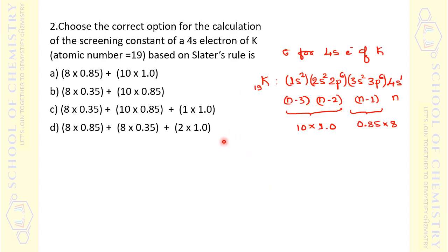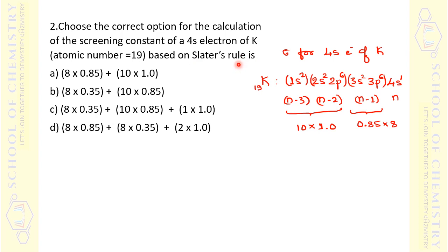Right. The second question, what they have asked here is to calculate the sigma. Sigma is the screening constant for the 4s electron of potassium, they have asked, and to calculate that, right, first we need to know what are Slater's rules. They have asked to calculate based on Slater's rules. So what are Slater's rules?